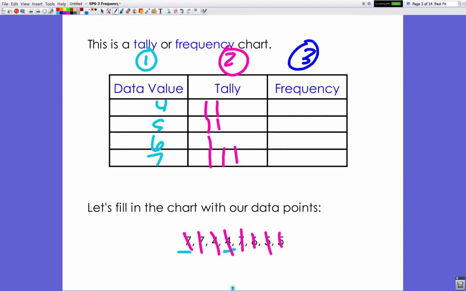So the frequency of 4 is 2. So I'm going to put 2 in this cell. A cell is a single box on the table. So this is a cell, this is a cell, this is a cell, these are cells. A cell is just a single box in the table. So we're going to put the frequency of 5 in this cell, and it's 2 because there's 2 tally marks. 6's frequency is 1, 7's frequency is 3. So now we filled out our tally chart with the frequencies of our data values.